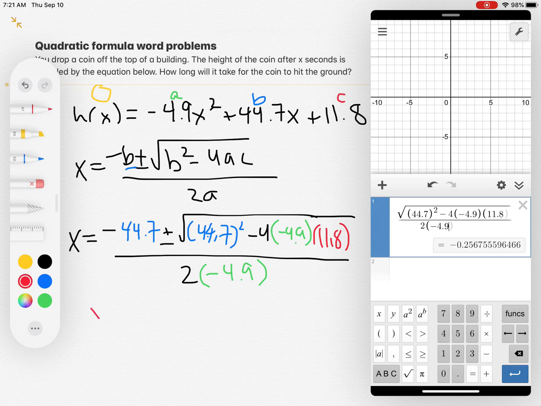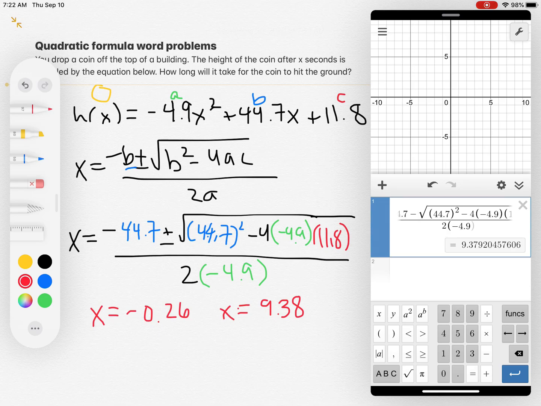Desmos tells us we get a negative answer. So let's go ahead and round that to 2 decimal places. Negative 0.26. Now we need to do the minus sign version. So change your plus sign to a minus sign. x equals 9.38.